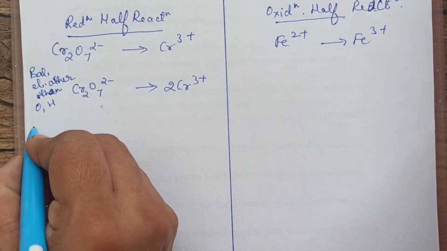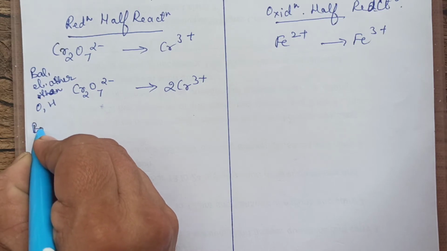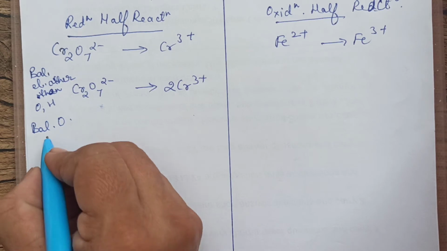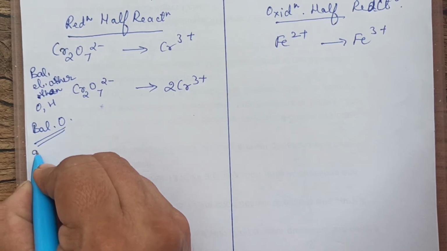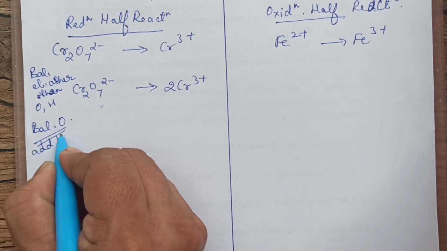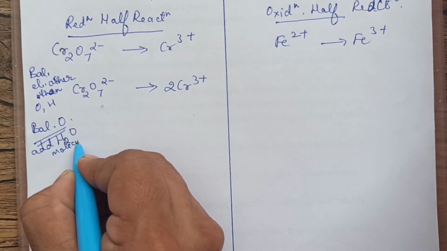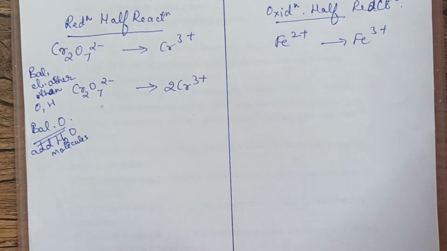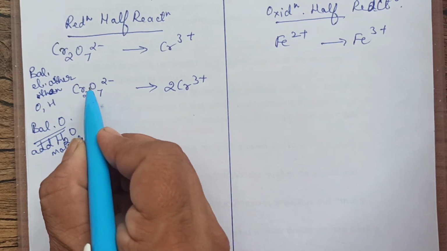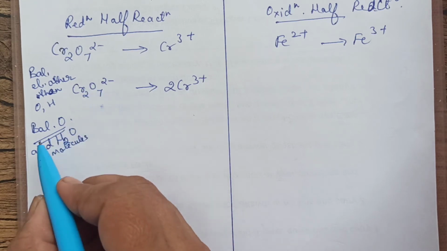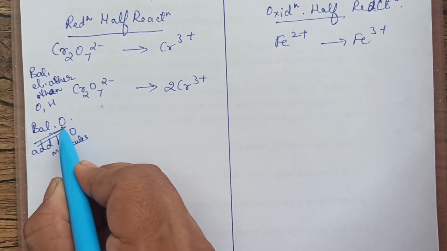After balancing other elements, we have to balance oxygen. How do we balance oxygen? To balance oxygen, we add water molecules. We add the desired number of water molecules, desired number meaning as many as are deficient. You check the left hand side, 7 oxygens are there. You have to check oxygen, but how do you balance oxygen?